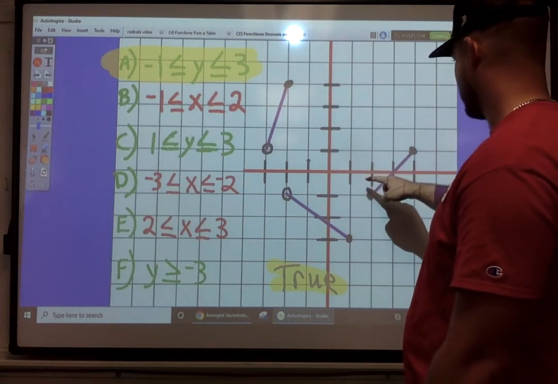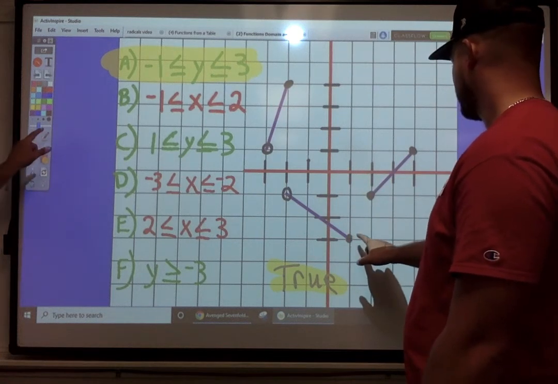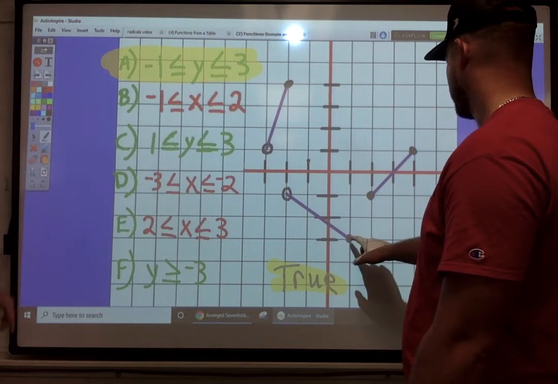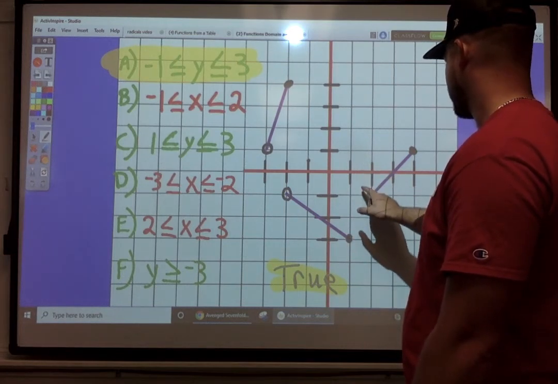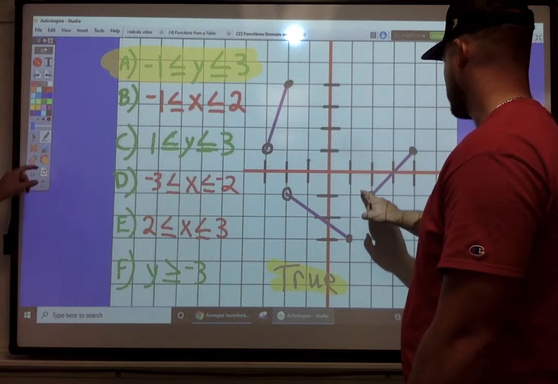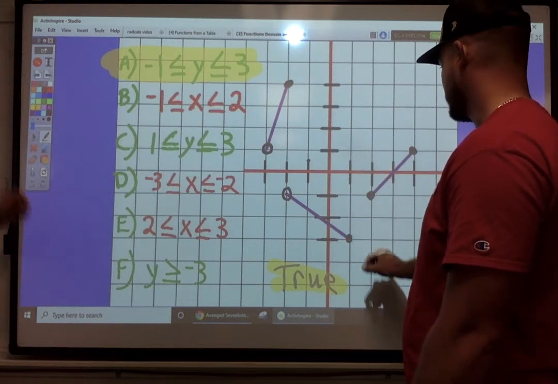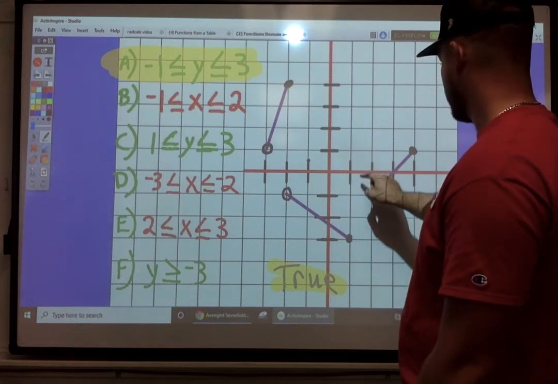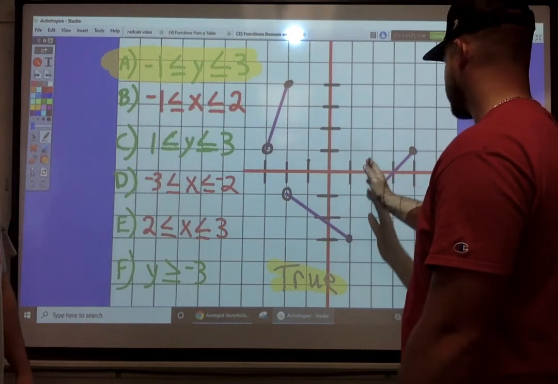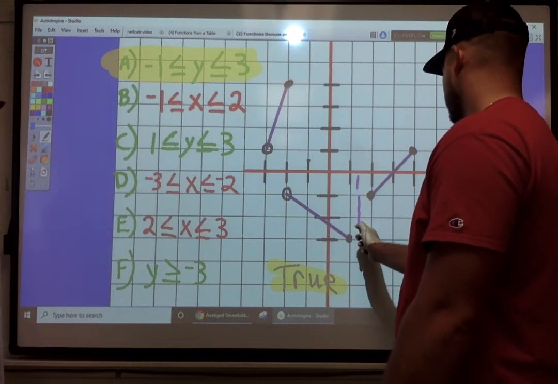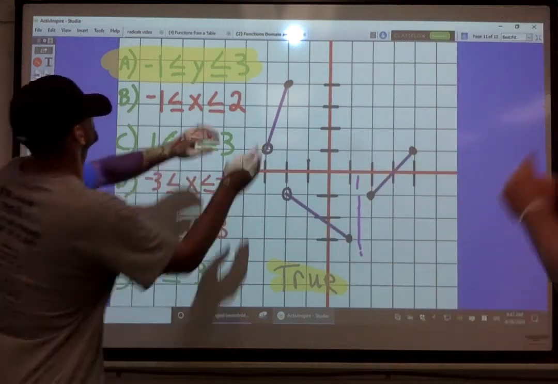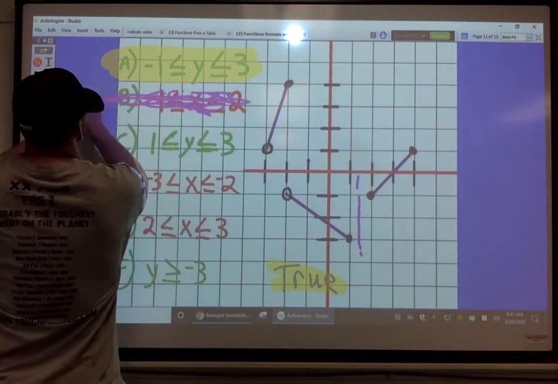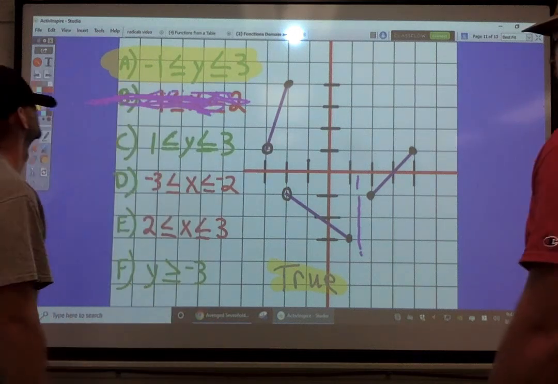Look here, though. From 1 to 2, right, I've got a gap here. So this would not be true. From 1 to 2, there's nothing. If I'm looking at my x-axis and going down here, nothing. So B is not true. Bad. B's bad. We got this.